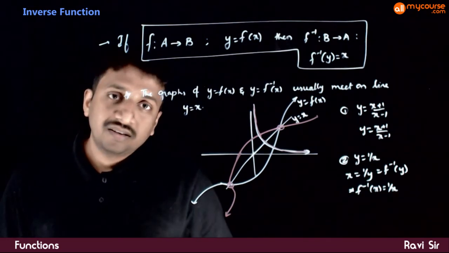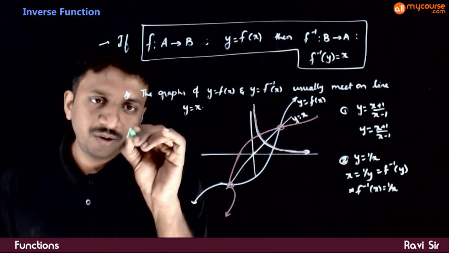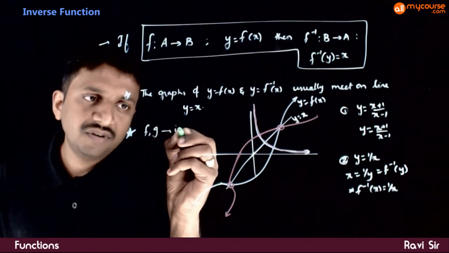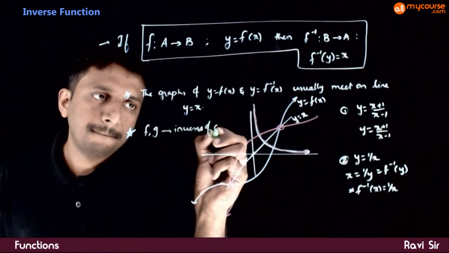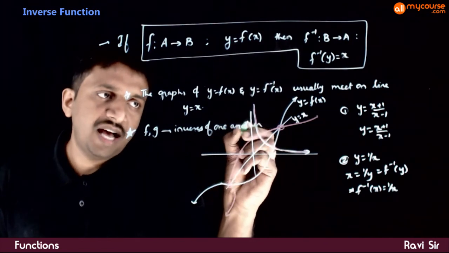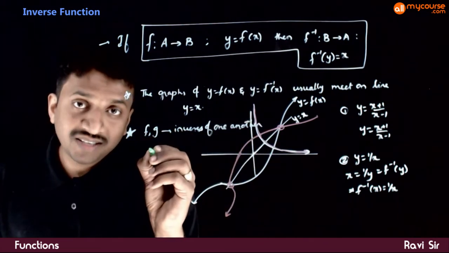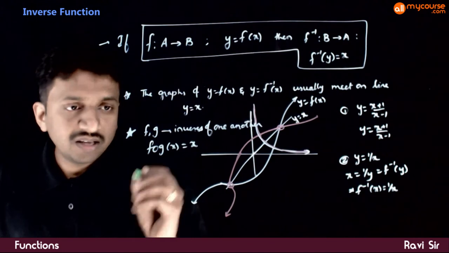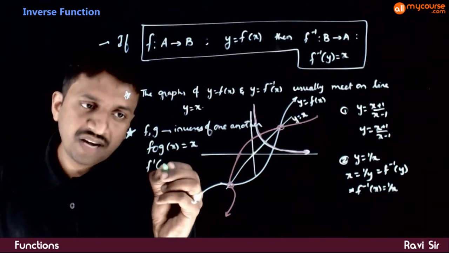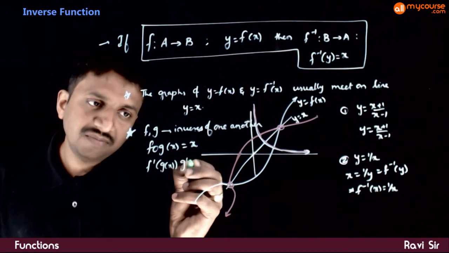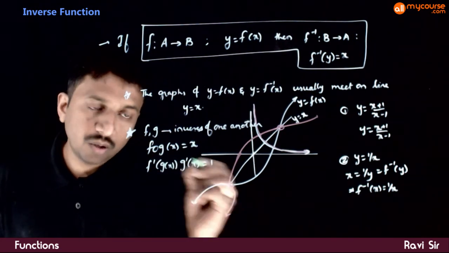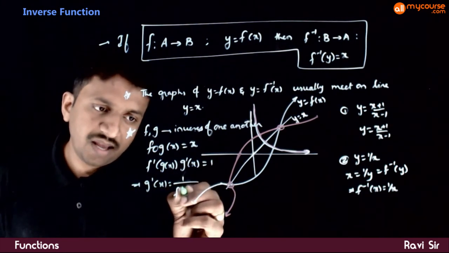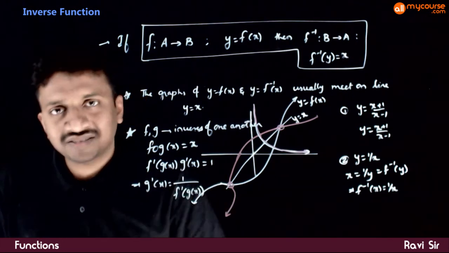Next. The next point that you need to remember is about differentiation. If f and g are inverses of one another, we have already seen that f of g of x is equal to x. So if you differentiate this on both sides, by the chain rule, f dash of g of x times g dash of x is equal to 1. This implies g dash of x is equal to 1 by f dash of g of x.